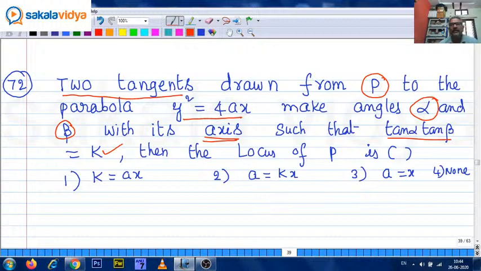Here, the angle made by one tangent with the x-axis is alpha, and the angle made by the other tangent with the x-axis is beta. That means the slopes of the tangents are m1 equals tan alpha, m2 equals tan beta. Tan alpha into tan beta is equal to k, so m1 into m2 is equal to k. We have m1 into m2 is equal to a upon x1, so a upon x1 is equal to k. Then a is equal to kx1. Locus of (x1, y1) is a equals kx. Second is the right option.